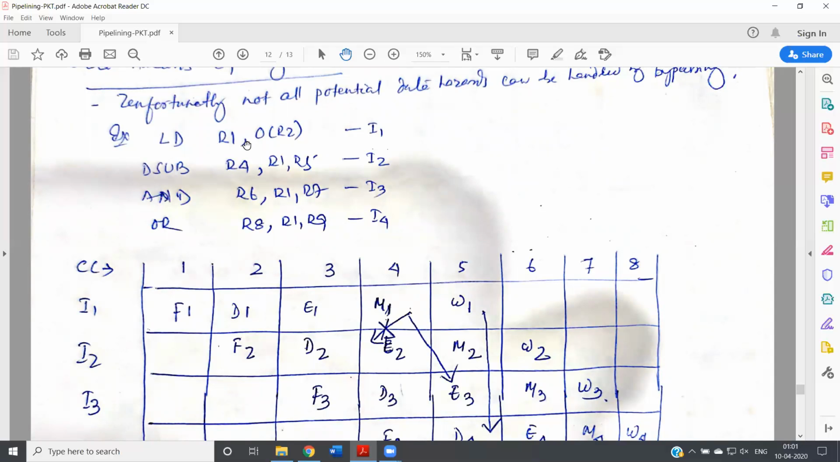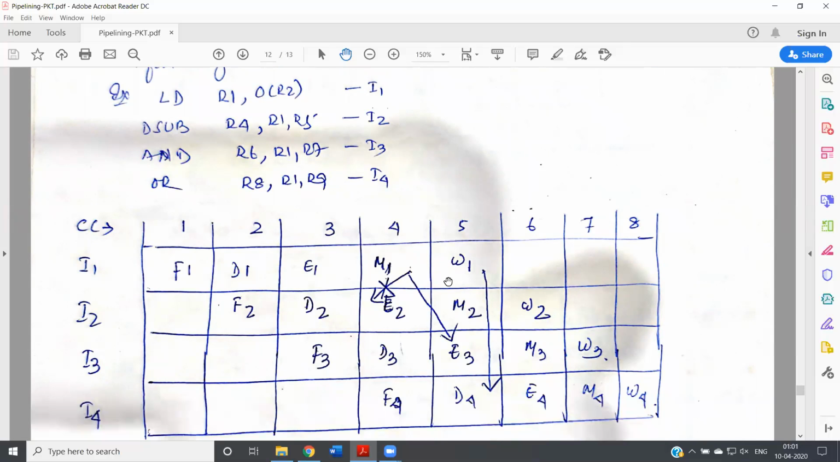Now see over here, the first one is a load operation. And we know that load operation is done in the memory stage. So instruction 1: fetch, decode, execute, memory, write back in the 5th stage over here. So data is available to R1 only in the memory stage, not in the execution stage, because it is a load operation. I've already told you load and store is done in the memory stage. So in the memory stage, R1 will get its value. But at that time instruction 2 is in the execution stage.